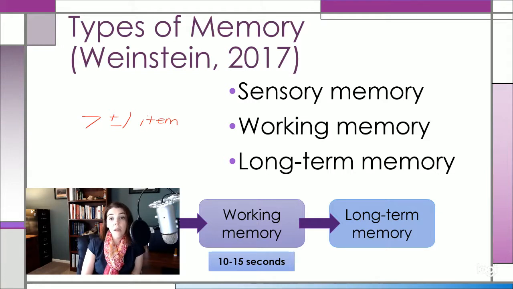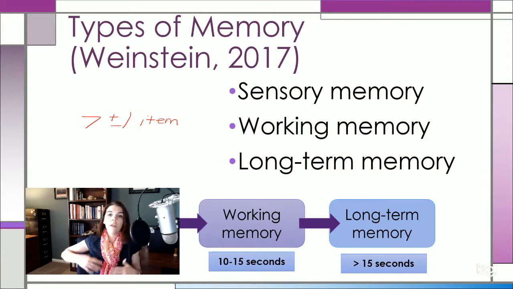If I gave you 10 numbers, you could probably still only remember 6, 7, or 8 of those numbers. If I gave you 12, again. So our working memory is usually only able to hold 7 plus or minus 1 item within the 10 to 15 seconds. And then from there, if we manage to hold on to information and move it into long-term memory, that is basically anything longer than 15 seconds. It could be the day, it could be the week, it could be a month, or your whole lifetime is long-term memory.